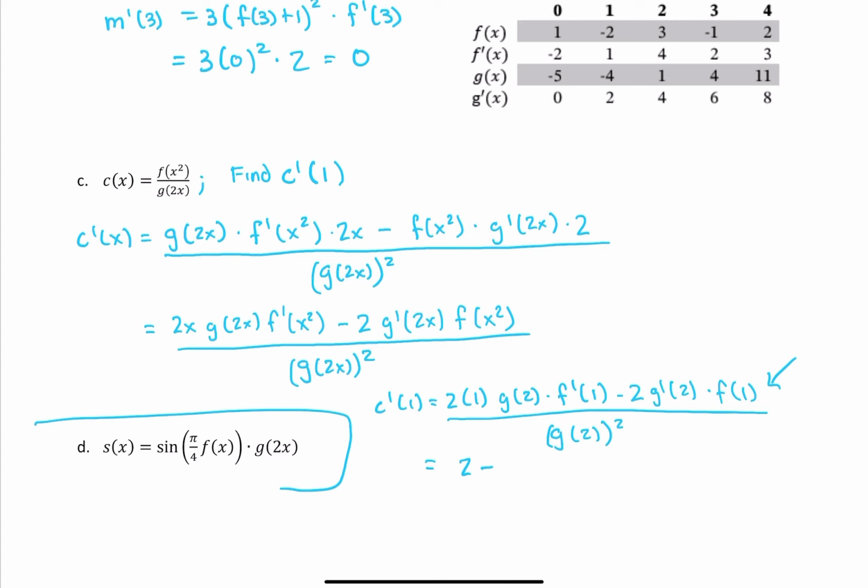F of 1 is negative 2. So actually, let's write this down. So we said 2 times g prime of 2 is 4, and f of 1 is negative 2. So we're just multiplying all of those. And then g of 2 is 1, so divided by 1 squared, that's 2 minus 16. So 2 minus negative 16, that's 18 divided by 1, which is 18.